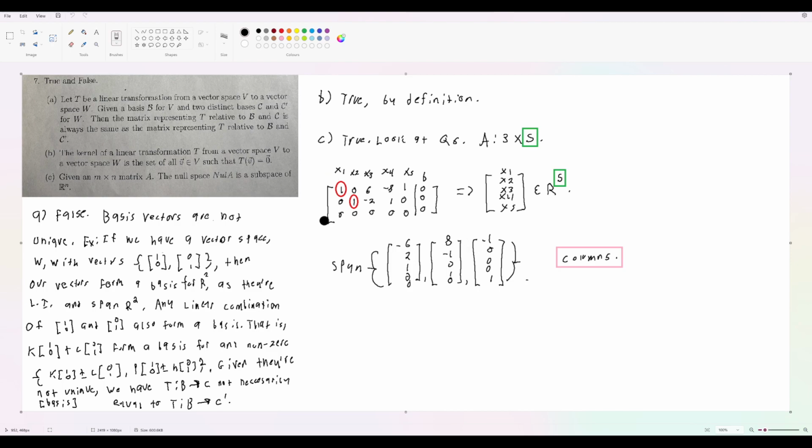So therefore, the null space, null A, is a subspace of Rn, where Rn is going to be the columns. Right, and since we have a matrix over here by M times N, we have N columns, and we have Rn. So this checks out. Yeah, that's about it for that.